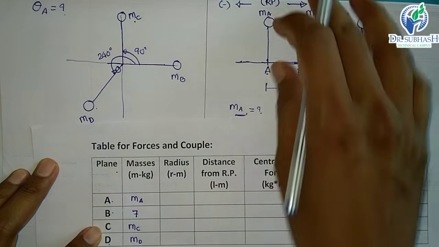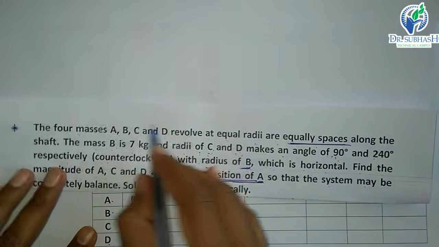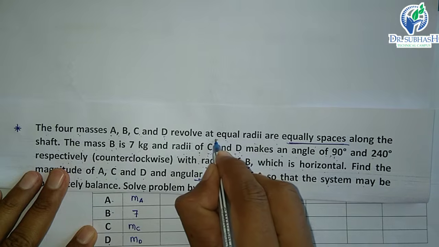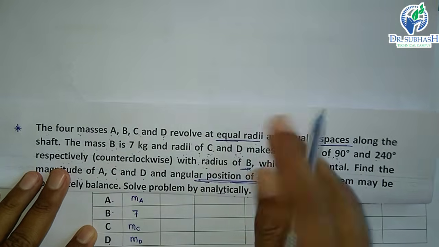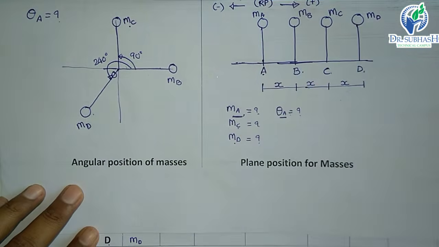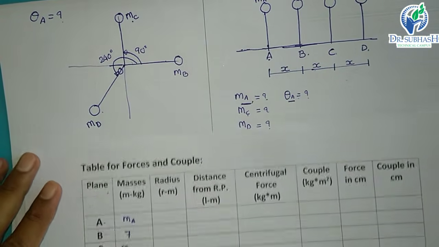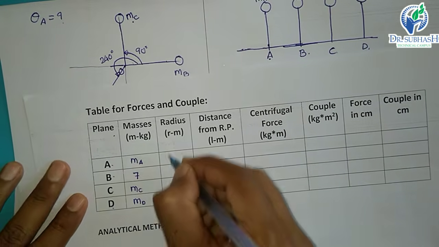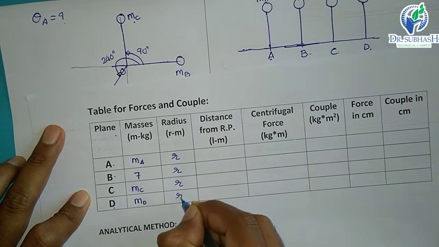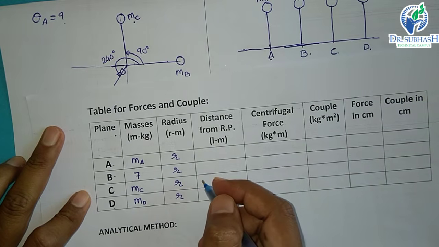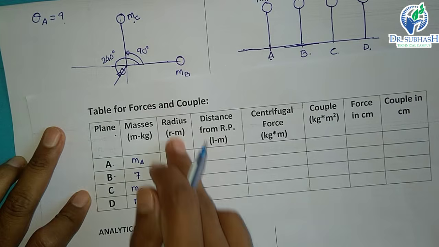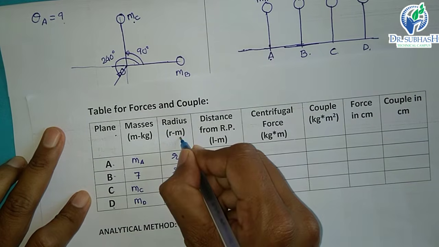Now there is one thing clearly given: A, B, C and D revolve at equal radii. So all the masses are rotating at equal radii. Equal radii are given, but the value is not given, so we consider the radius of rotation for all masses as small r in meter.